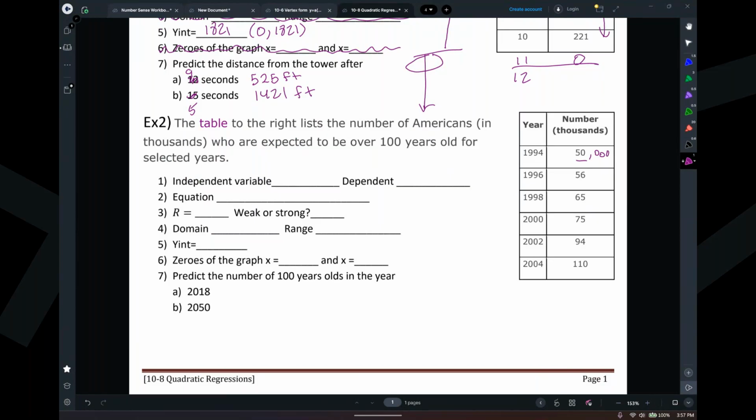If you do type it in as 50, just understand that the y value is going to be times 1,000. And I'm actually going to do it that way. No, I'm not. I'm going to put it in as thousands. So 50,000, 56,000, yada yada yada.